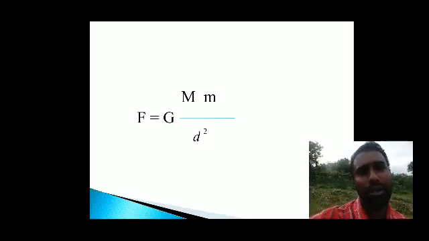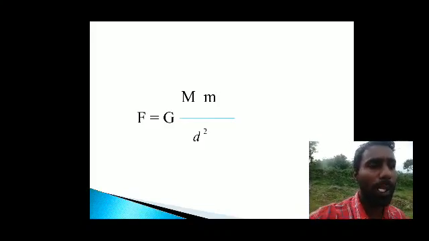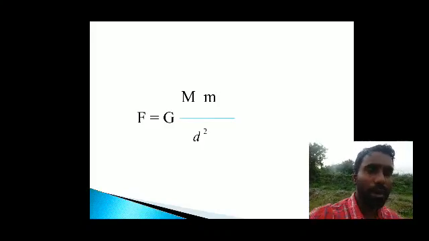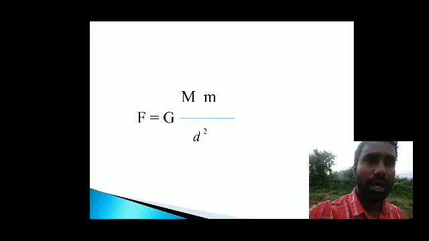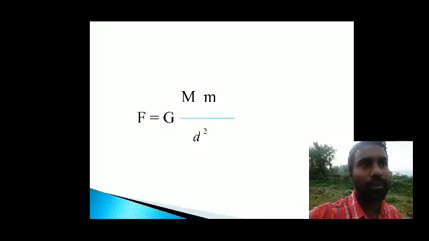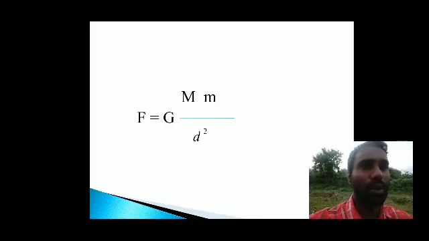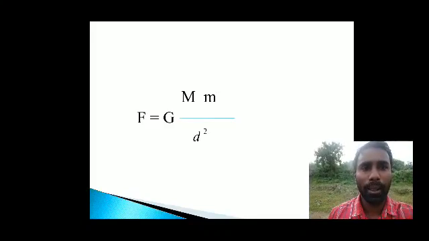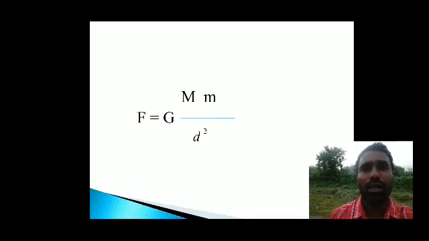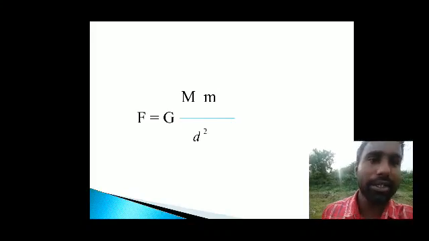This is the equation. Before, we studied F is directly proportional to the mass of the big object times the mass of the small object divided by d square. If the proportionality symbol is taken away, you have to add one constant, and that constant value is G. So F equals G M m divided by d square. G is nothing but the universal gravitational constant.